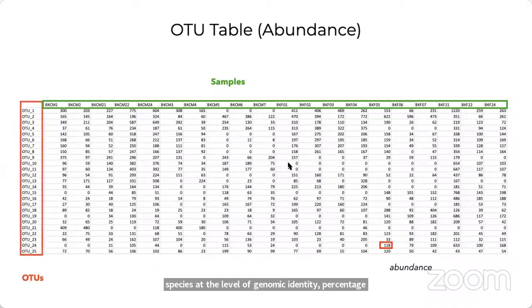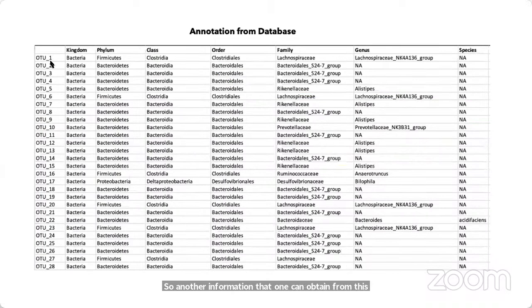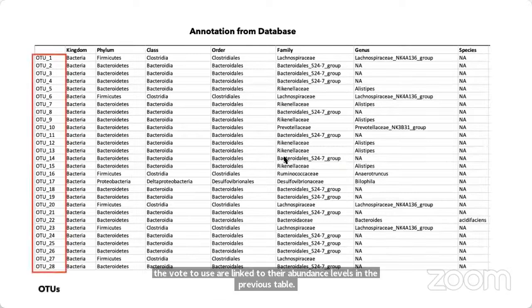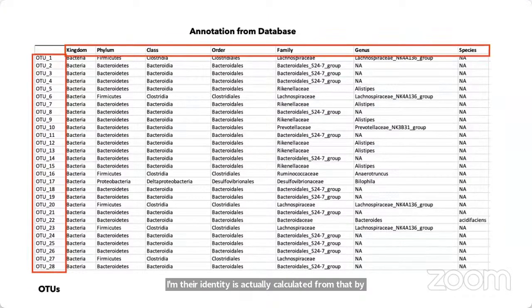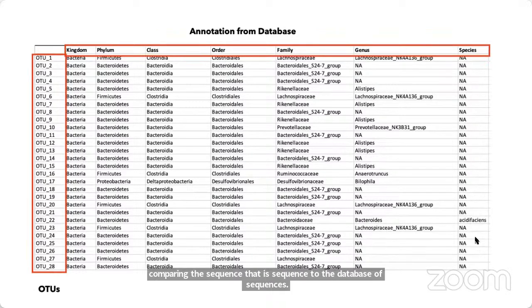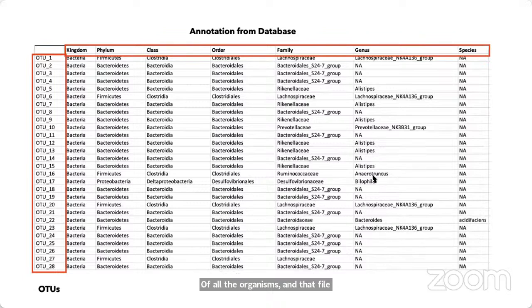So another piece of information that one can obtain from this analysis is the identity of these OTUs in general. The OTUs are linked to their abundance levels in the previous table, and their identity is calculated by comparing the sequence with the database of sequences of all the organisms. Their taxonomic groups, like kingdom, phylum, class, order, family, genus, and species, are identified and tabulated.